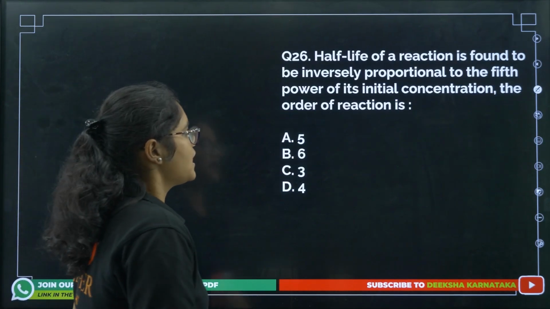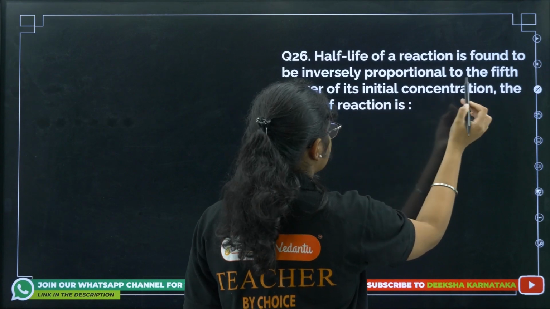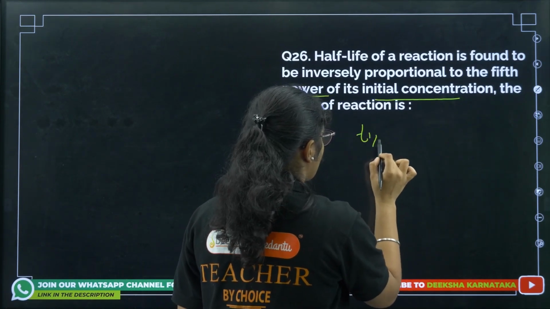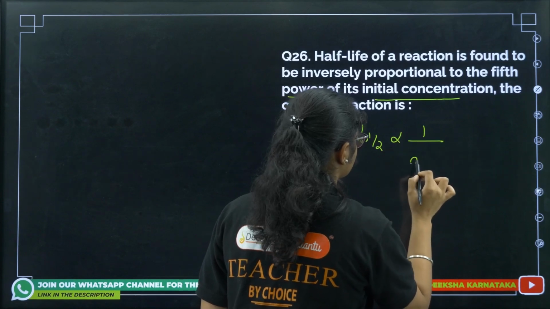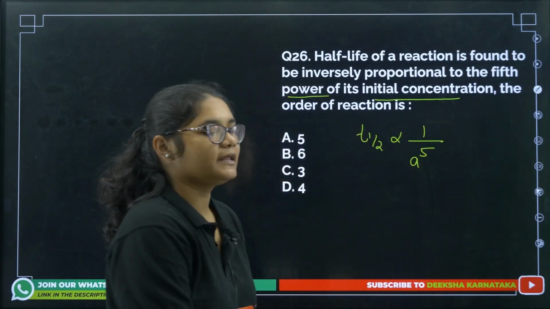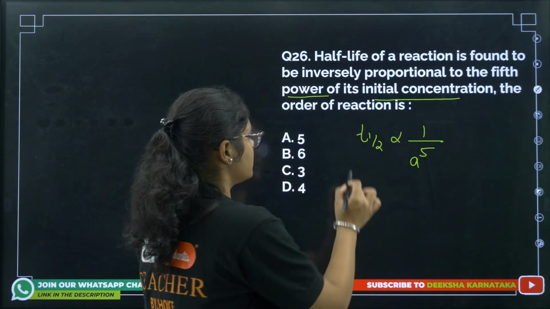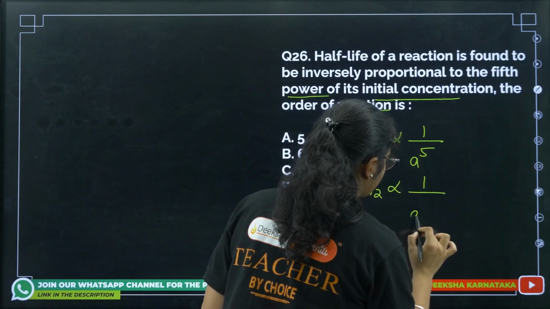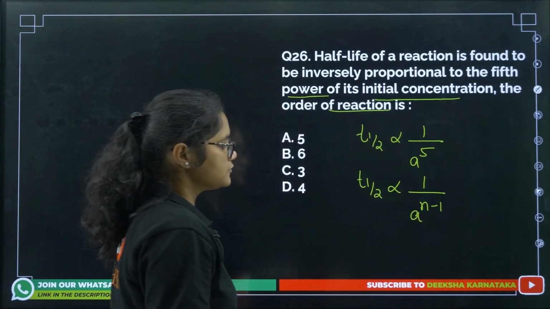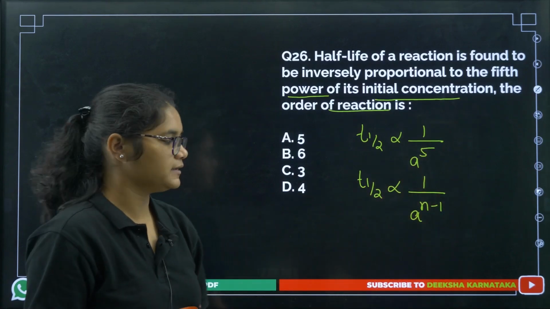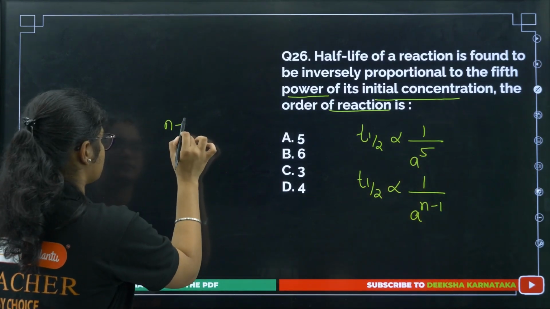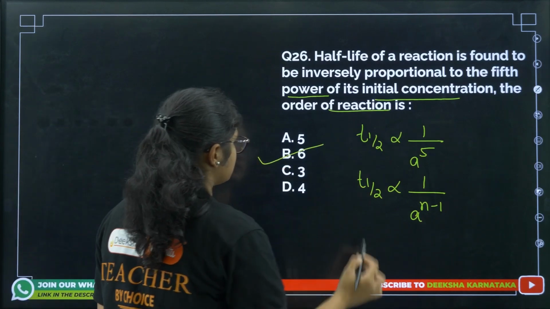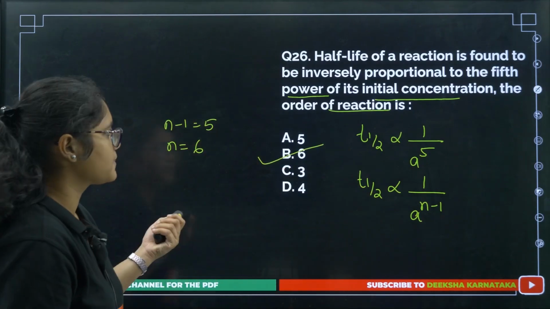Okay, next question. Half-life of a reaction is found to be inversely proportional to the fifth power of its initial concentration. What is the order of the reaction? The general equation here is T half is proportional to 1 by a to the power of n minus 1. So now we can equate this 5 and n minus 1. So n minus 1 is equal to 5, so n is equal to 6. So the correct answer here will be option number B.